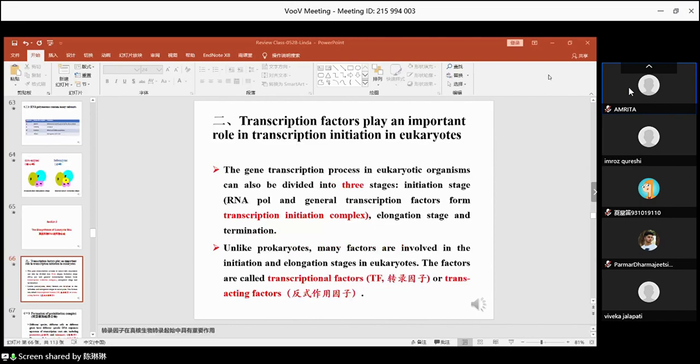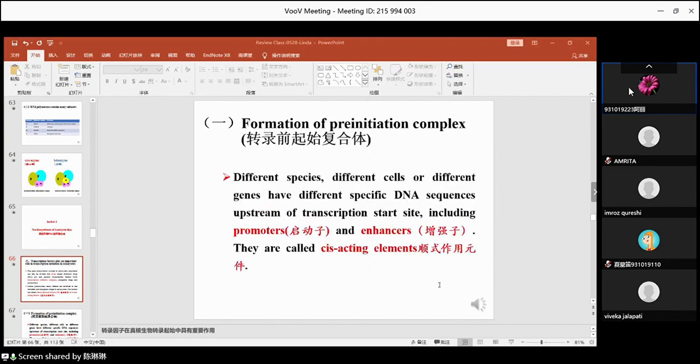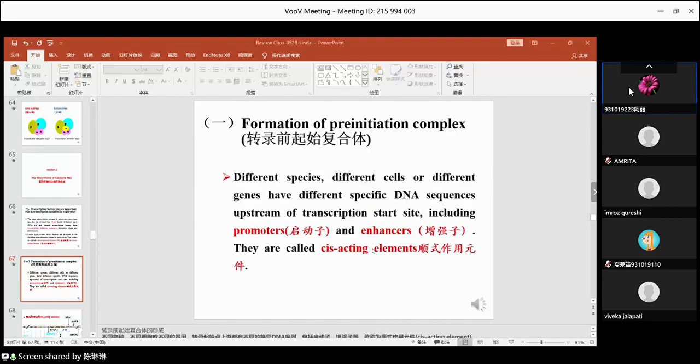And for section 3, you should remember that eukaryotic transcription is more complex than prokaryotic transcription. There are the transcriptional factors, or we can also call them the trans-acting factors, involved in the transcription.